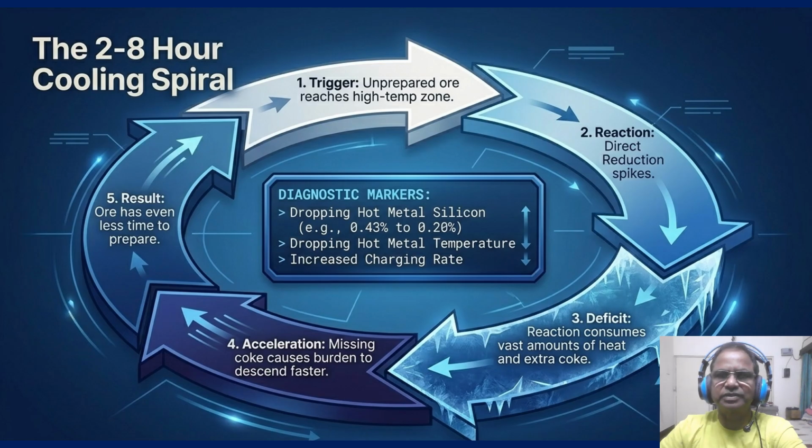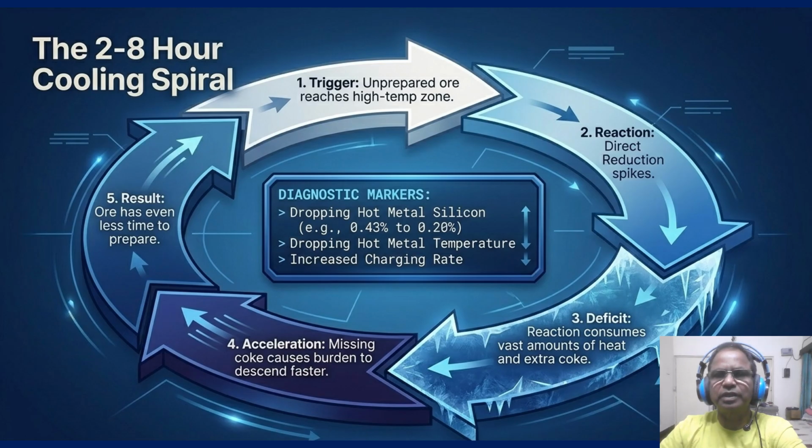It begins with a trigger: unprepared ore reaching the high temperature zone. This leads to step 2, a direct reduction spike. So look at the diagnostic markers in the center box. You will see hot metal silicon dropping from 0.43 to 0.20. By step 3, the reaction has consumed so much heat that you have a thermal deficit.